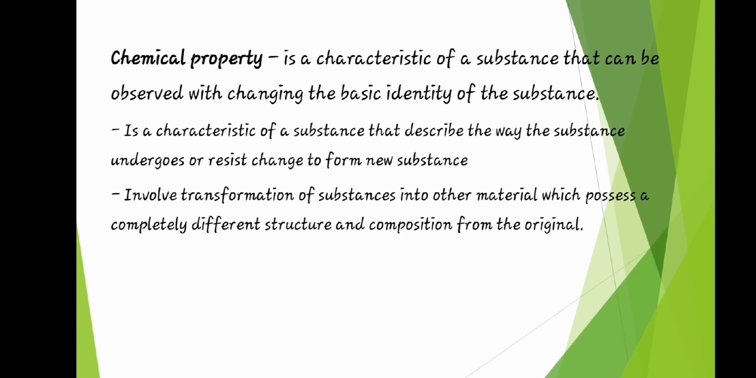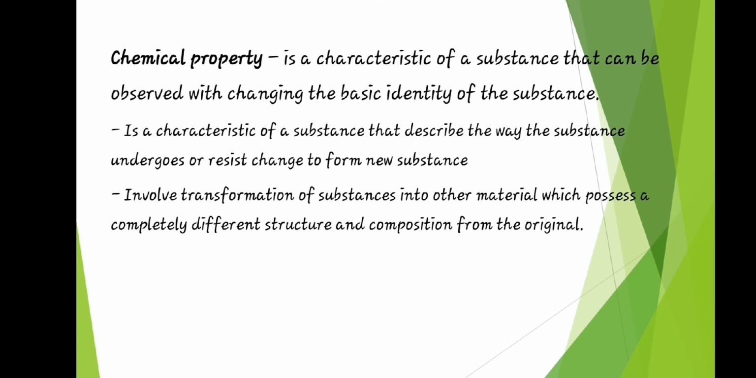So now let's move forward to another classification of matter, which is chemical property. Chemical property is a characteristic of a substance that can be observed with changing the basic identity of the substance. It describes the way the substance undergoes or resists change to form a new substance. It also involves transformation. By the keyword transformation, it is chemical property.